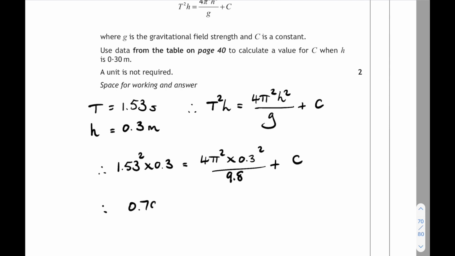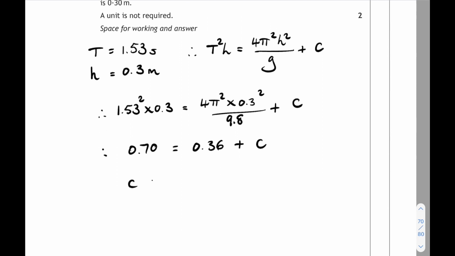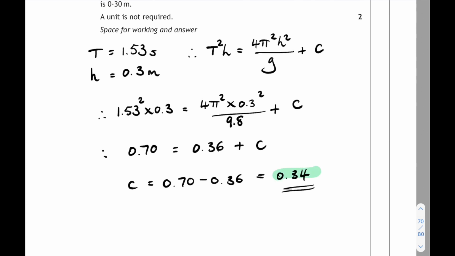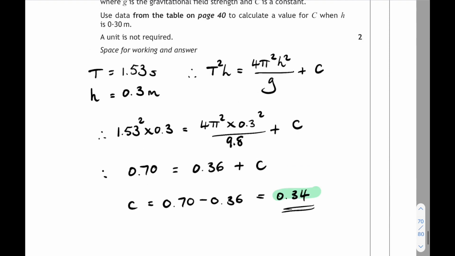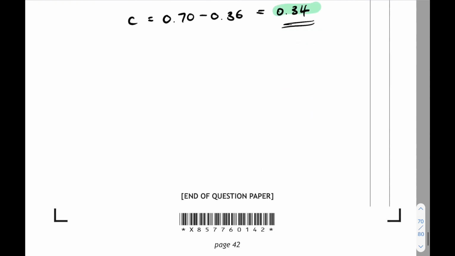All of that stuff is equal to 0.7, and 4 pi squared times 0.3 squared over 9.8 is equal to 0.36 plus c. So c will be equal to 0.70 minus 0.36, and that is equal to 0.34. 0.34 what? I don't know, but we don't need a unit. That's the strangest question I've ever seen in a higher paper.